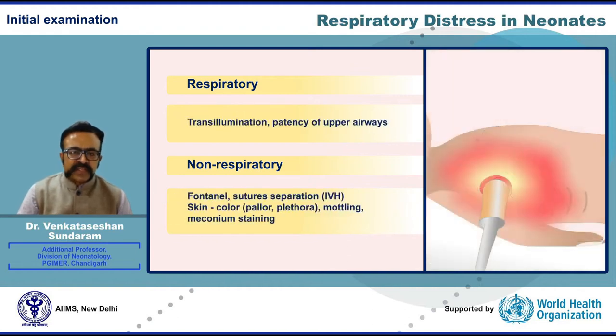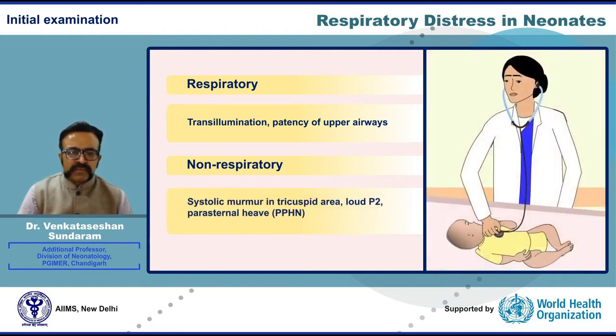Chest wall transillumination using a cold light source would help to diagnose pneumothorax. Another way to understand: a systolic murmur in the tricuspid area along with a loud second heart sound and a parasternal heave points towards pulmonary artery hypertension. So these are some clues in the examination which can help to understand the etiology better.